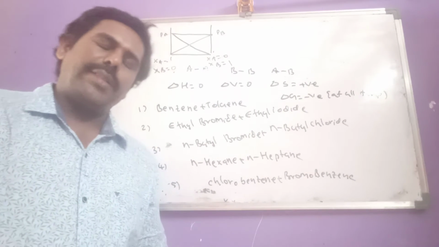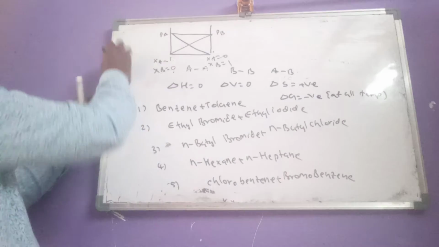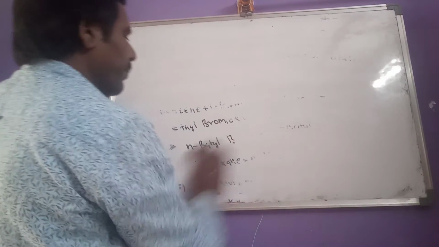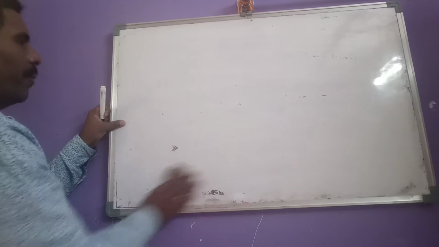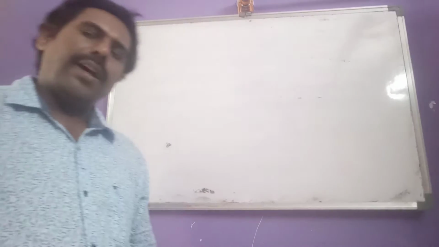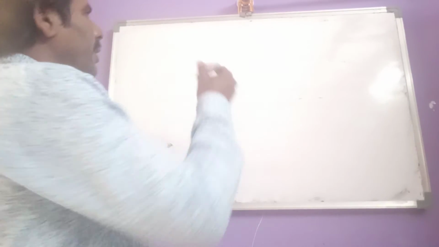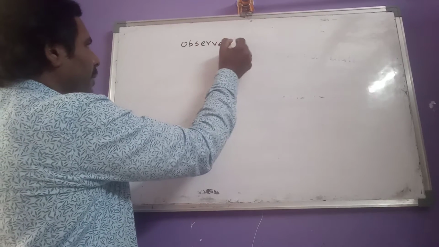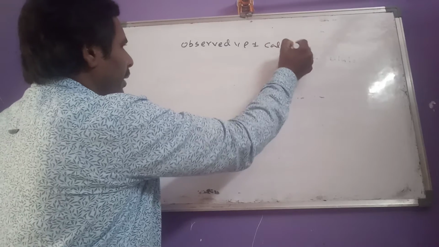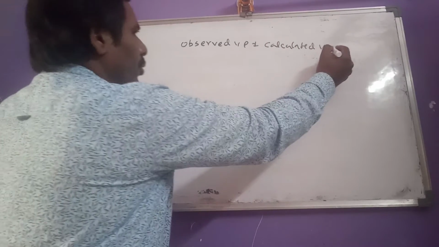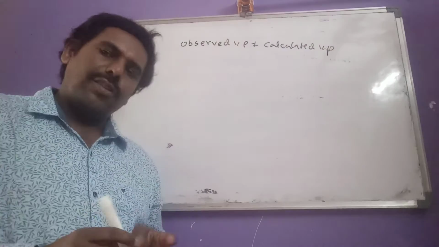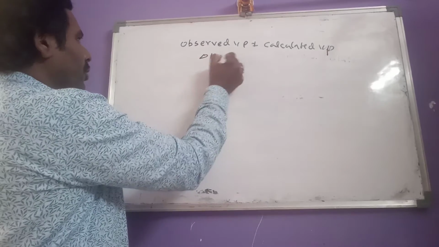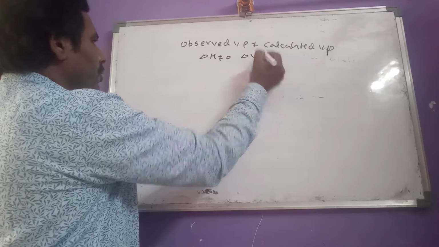And then come to the second one, non-ideal solutions. What are non-ideal solutions? Let us see here. The solutions which do not obey Raoult's law are said to be non-ideal solutions. And another one, for the solutions where the observed vapor pressure is not equal to the calculated vapor pressure, that type of solutions are said to be non-ideal solutions. And for this type of solutions, delta H is not equal to 0, delta V is also not equal to 0.